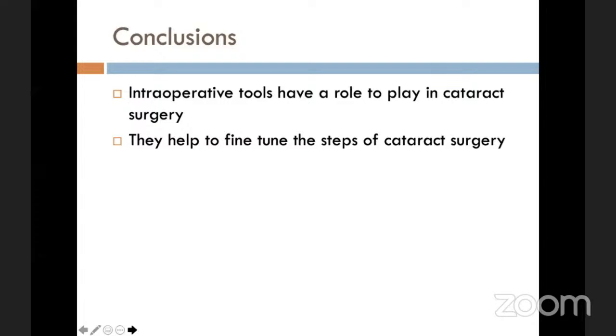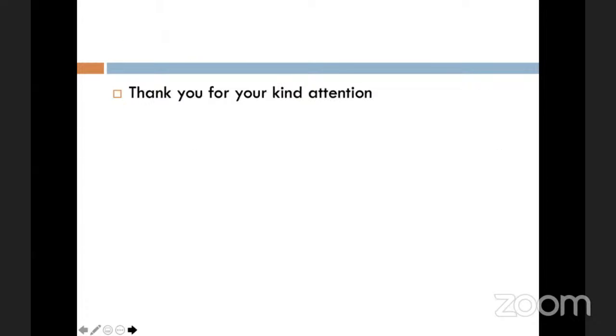So, to conclude, intraoperative tools have a role to play in cataract surgery, and they help to fine tune the steps of the cataract surgery. And the tools and the techniques are getting modified, and over a period of time, I think there'll be more fine tuning into it, and it will only get better. Thank you very much for your kind attention.